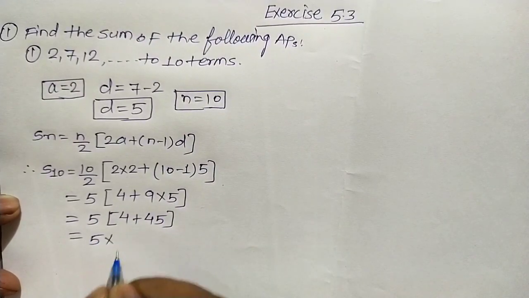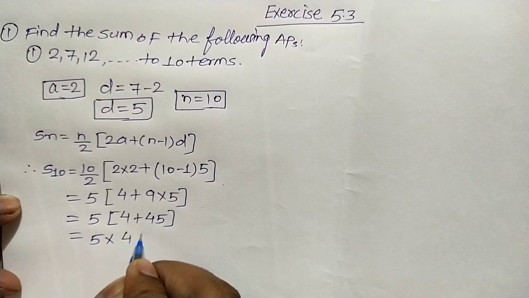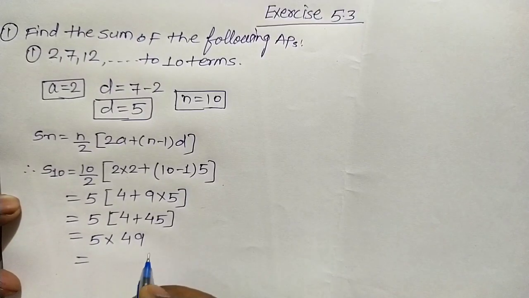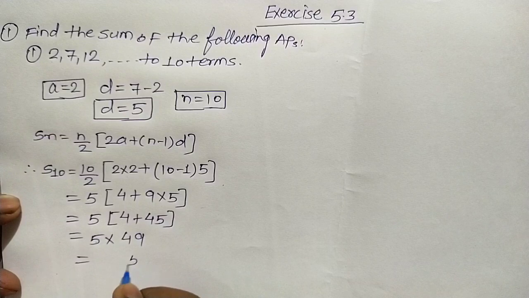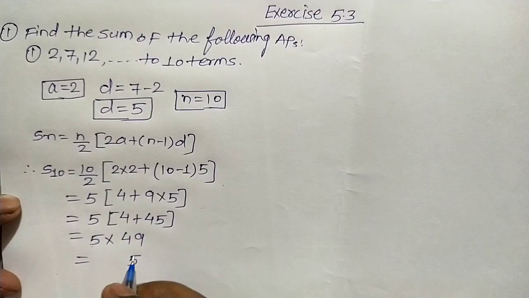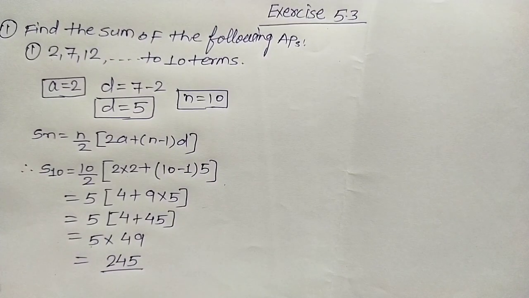5 is multiplied with 45 plus 4, which is 49. Now multiply 49 by 5. 9 fives are 45, 5 fours are 20, so we get 245.